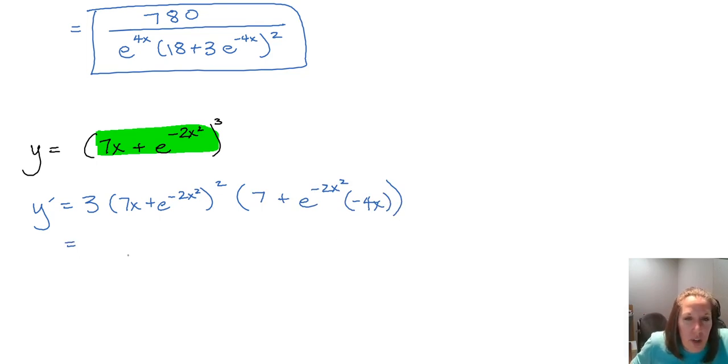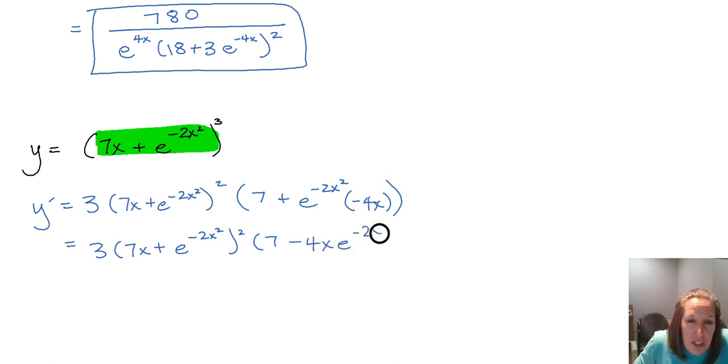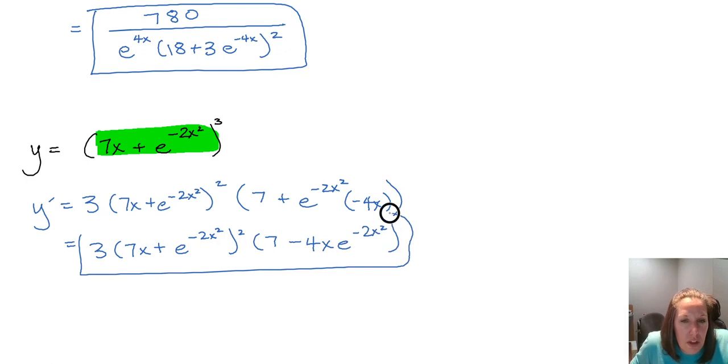And not really a whole lot of simplification on this one. I'm going to go ahead and just clean up that last parentheses a little bit. So that's going to be 7, and then plus an exponential times negative 4x is the same thing as negative 4x times that exponential. Not any GCF that we can factor out, so that looks like all we need to do there.